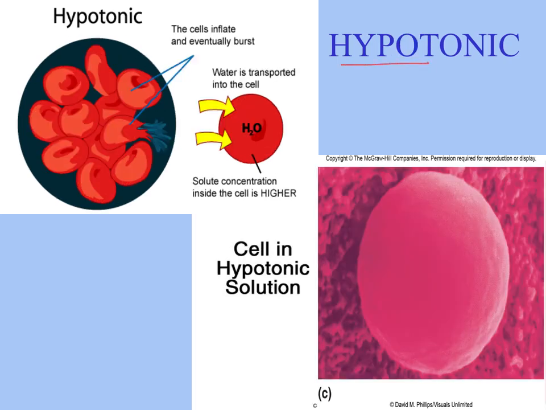In hypotonic solutions, the solution that is outside of the cells has a lower concentration of solutes than what's inside the cells. And if that is the case, then water is going to want to flow from low concentration outside the cells to high concentration inside the cells, which will cause the cells to swell, and if it goes on long enough, can cause the cells to burst.